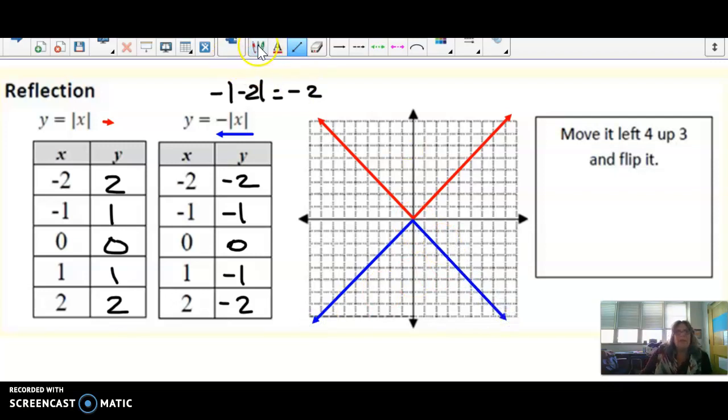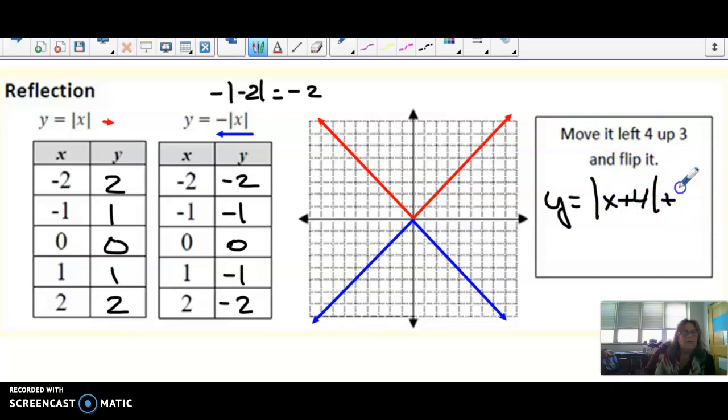Okay. Now, when we talk about moving left 4 and up 3 and flipping it, when we look at our equation, absolute value left 4 is going to be a plus 4, up 3 is going to be plus 3, and the flip part is going to be our negative sign right in front of it.